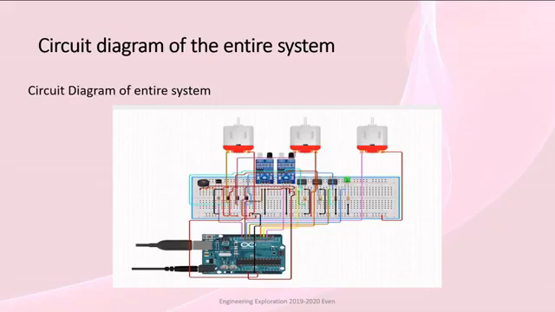This is the circuit diagram for the entire system. This circuit consists of three DC motors, two IR sensors, one green LED, and a buzzer, and also an Arduino Mega 2560.